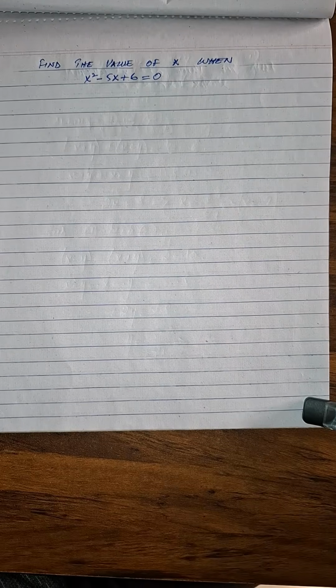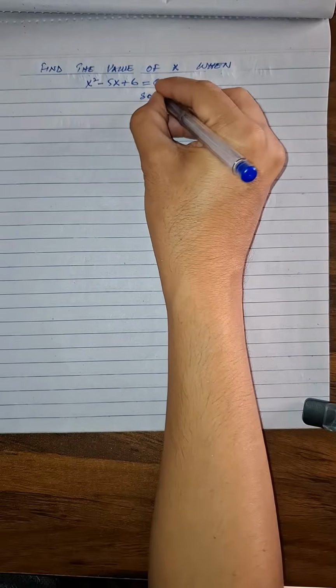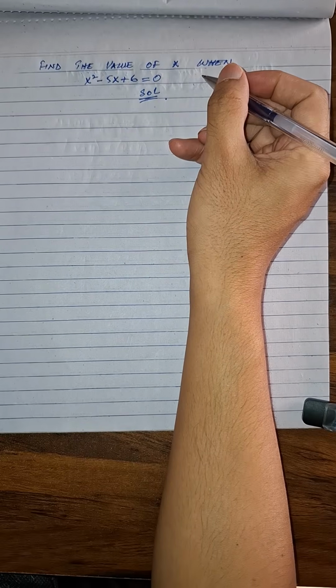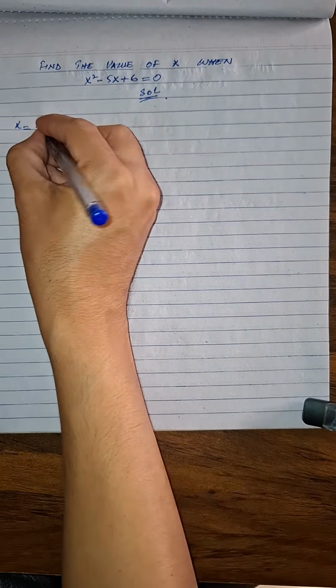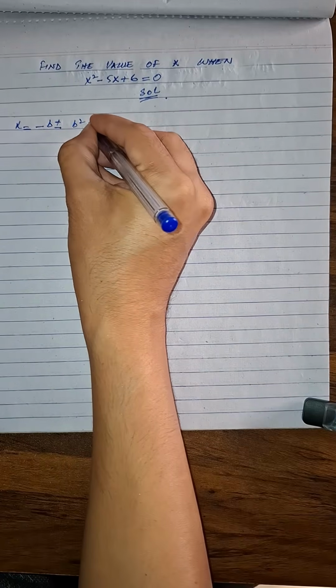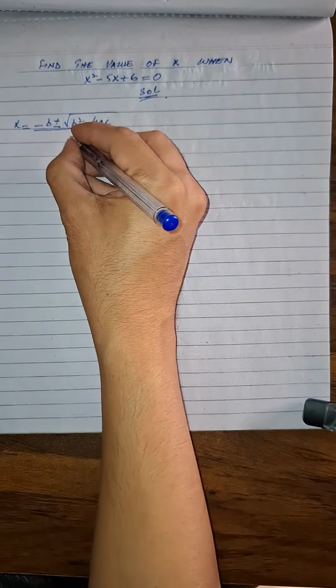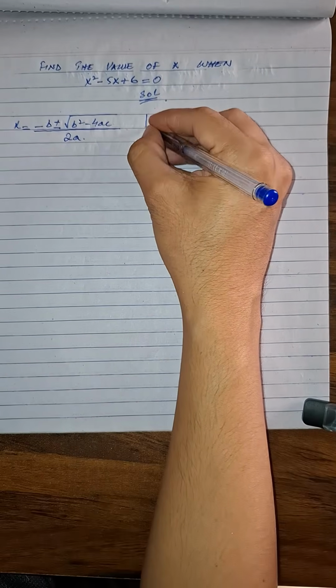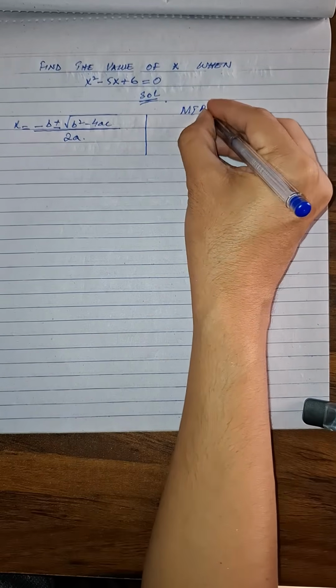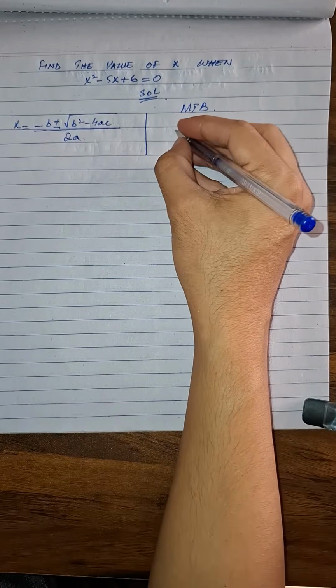Can you find the value of x from the quadratic equation? All right, so over here we have two different methods. One is that we can use the quadratic formula, that is x equals minus b plus minus the square root of b square minus 4ac, upon 2a. And the other method is called middle term breaking. All right, so first we'll solve with the middle term breaking.